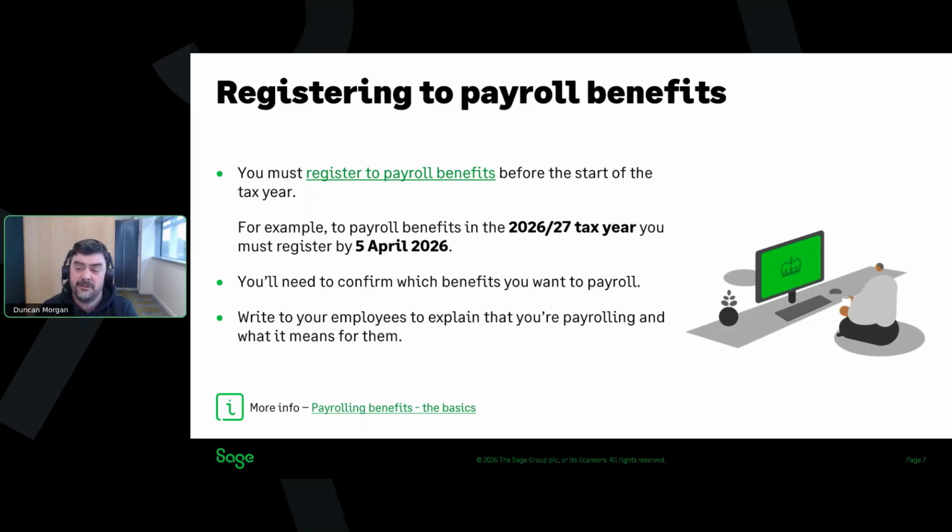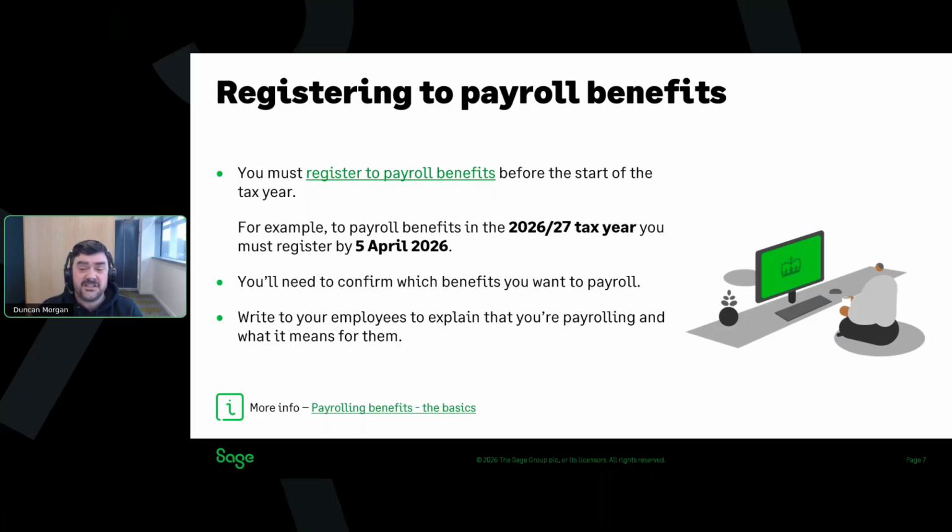What this process will involve is confirming which benefit types you want to payroll. So you can choose to payroll some benefit types, but not all. And once you've done that, you would need to write to your employees to explain to them that you will now be payrolling their benefits and what that means to them. And there's some great guidance in our knowledge base on our help centre and also on HMRC's website about those communications and what they need to include.